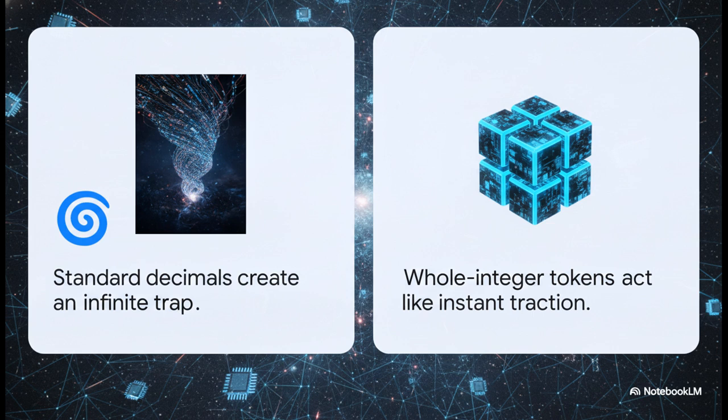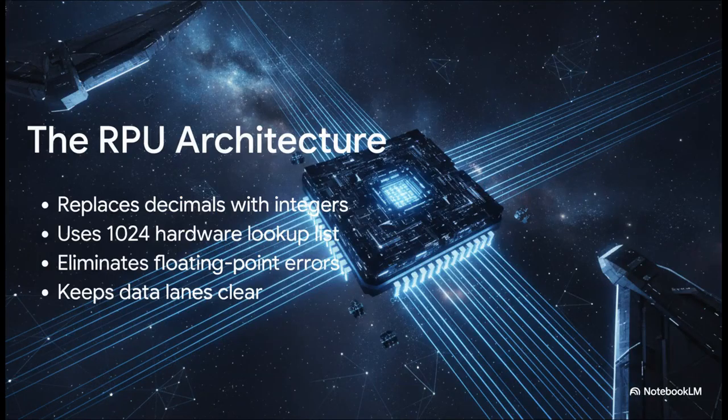Instead of letting a logic gate spin endlessly on a repeating decimal trap, the RPU uses whole integer fraction tokens. So instead of tracking 0.3333, it just stores two raw, pure integers, 333 and 999. It acts exactly like that spinning tire suddenly finding instant traction on dry pavement. This architecture is remarkably clean.